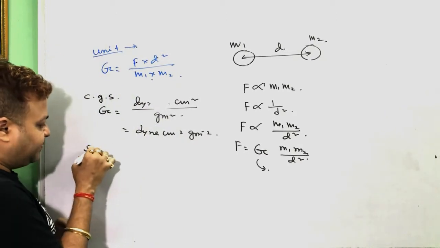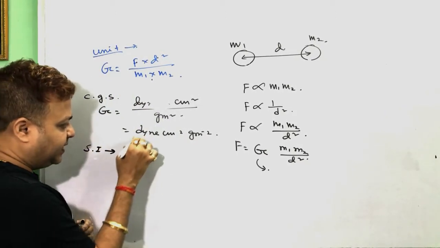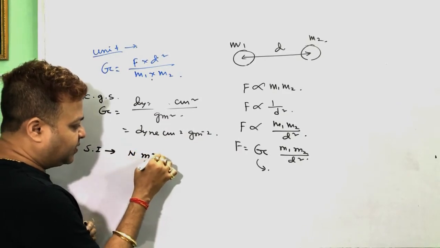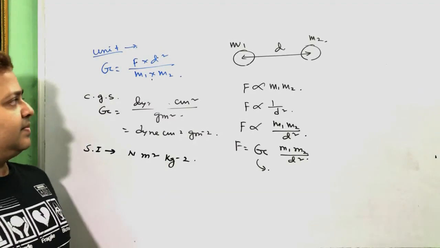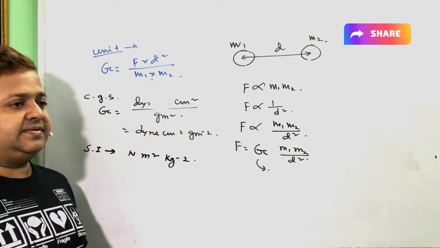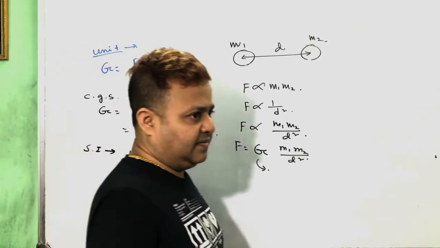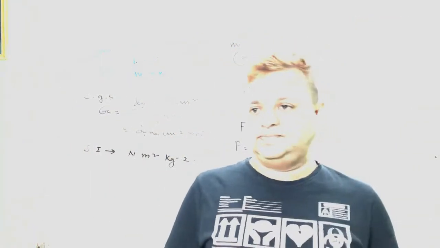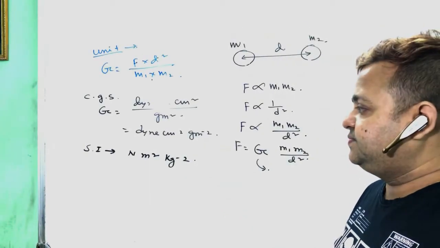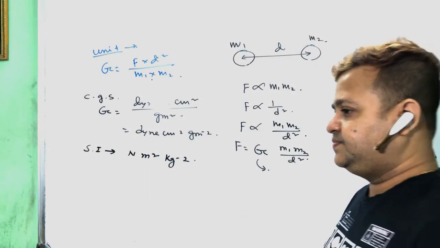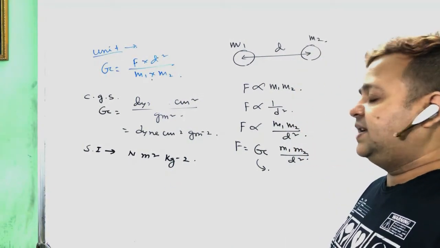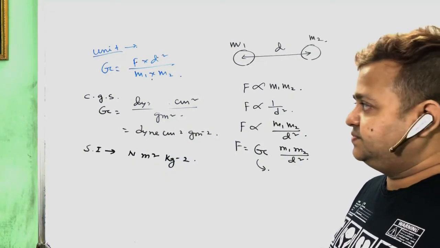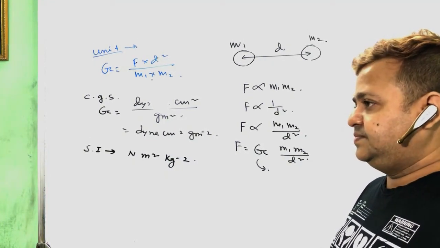Similarly, in the SI system, we can write Newton meter square kg to the power minus 2. In the CGS system the unit is dyne centimeter square gram to the power minus 2. In the SI system the unit is Newton meter square kg to the power minus 2.